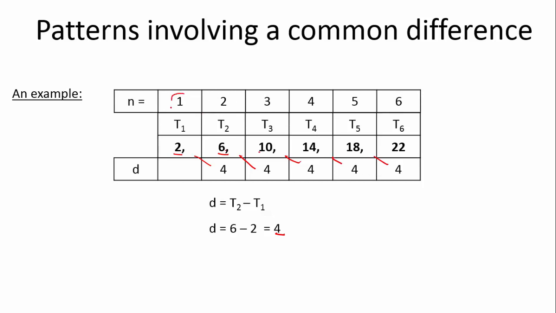We call this n is equal to 1, n is equal to 2, n is equal to 3, and that is the number of the term. n is another way to say term. So what is term 3? Term 3 is equal to 10. What is n5? n5 is equal to 18.